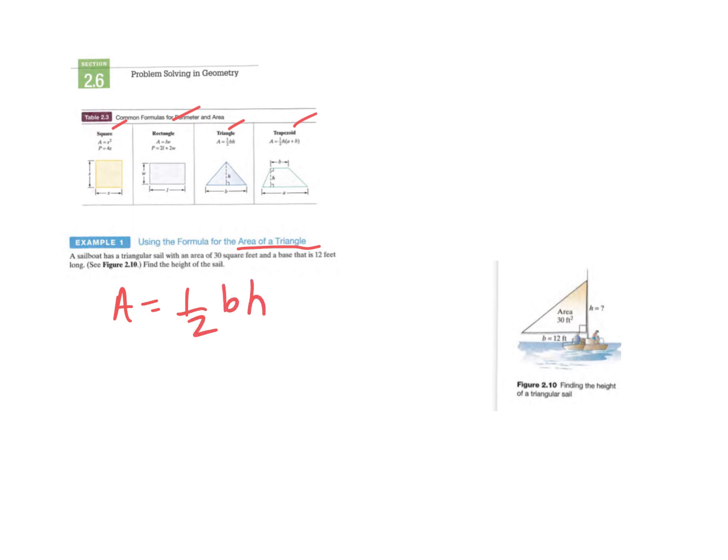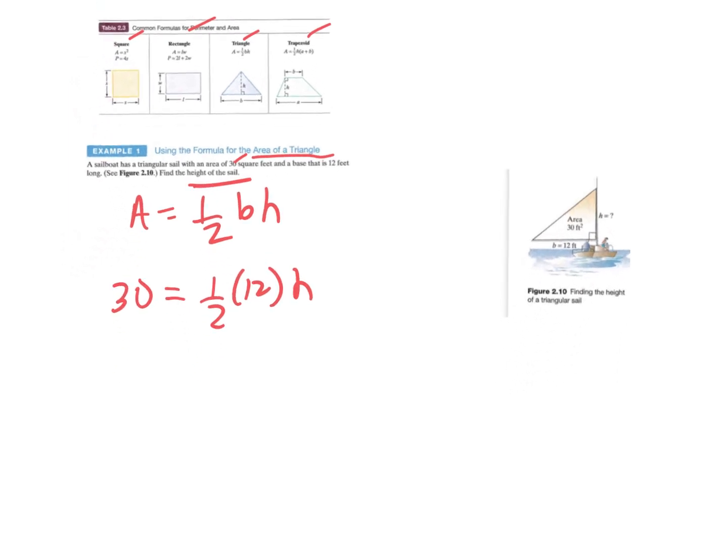So the question is, the sailboat has a triangle sail, area of 30 square feet, and a base that is 12 feet. So we want to put these in for the variables that they apply to. 30 square feet is the area, so I'm going to put the 30 where the A is. Then it says the base is 12 feet, so I'm going to put 12 for the b. And it asks to find the height, so that's the one letter we don't have. So now we're just going to solve this equation.